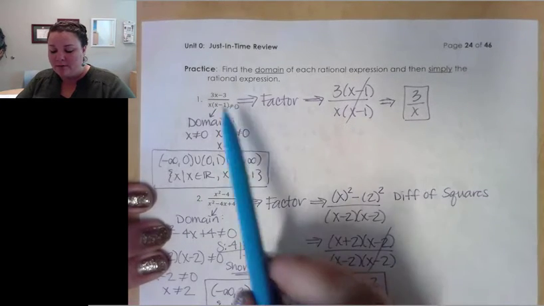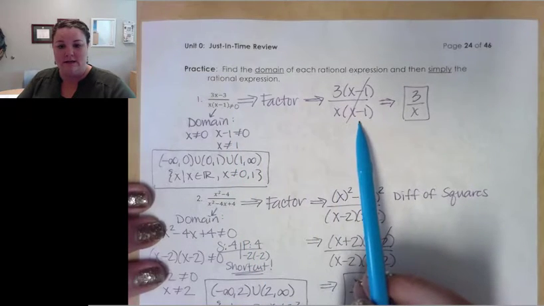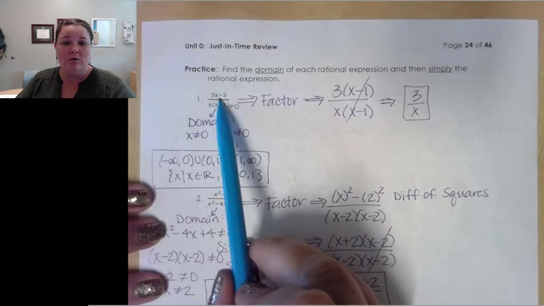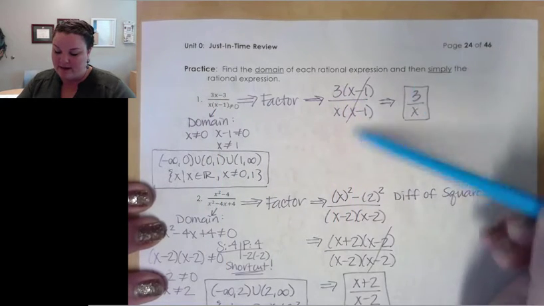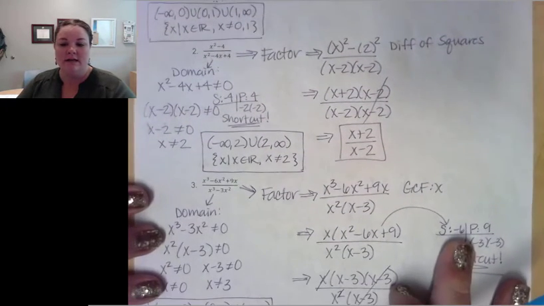So the bottom of our rational expression is already factored for us. And then on top to factor, the only thing I can do here, because I don't have an x squared, is take out a 3. So if I take out a 3 as a greatest common factor, that leaves me with x minus 1, and then I'm able to reduce those. Okay. All right, so that's the first one. Let's look at the second one, see how you did.